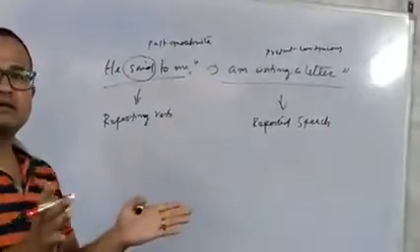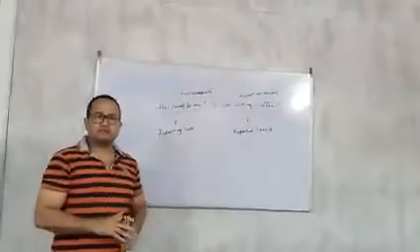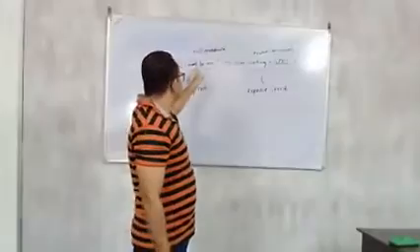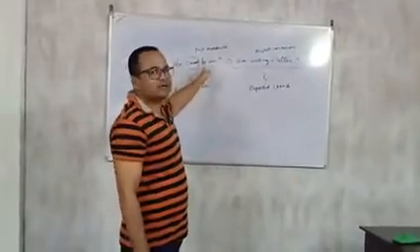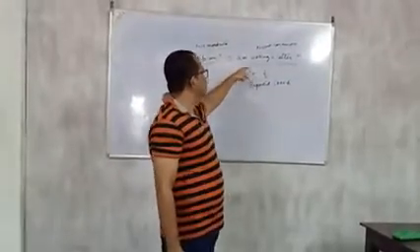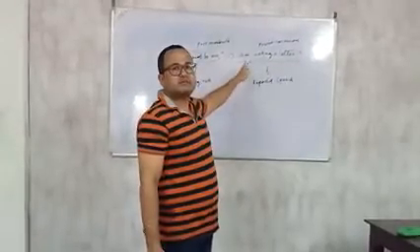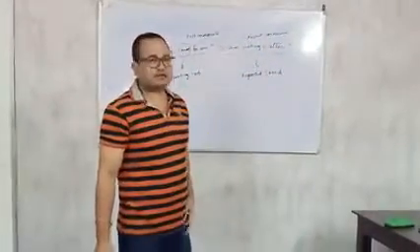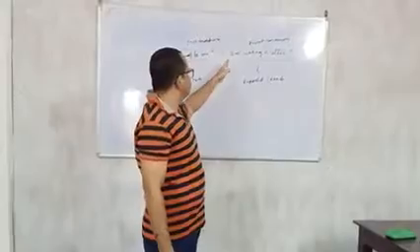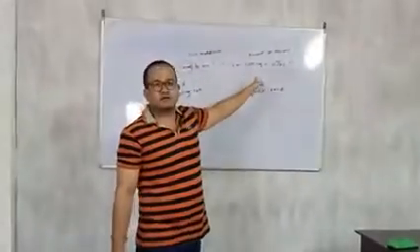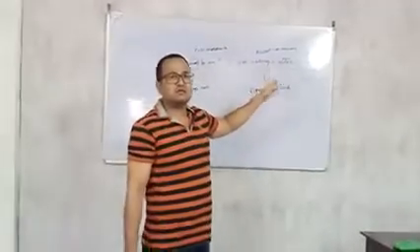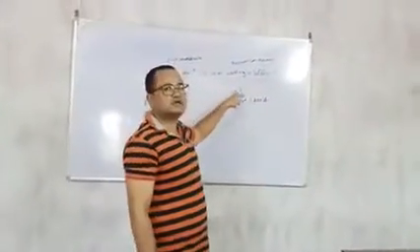So why am I telling this particular point? Because there is a rule in narration: if the tense of the reporting verb is past, then the tense of the reported speech will be the corresponding past. That means if it is present continuous in direct speech, it will become past continuous. Present continuous will be changed into past continuous in the indirect narration.